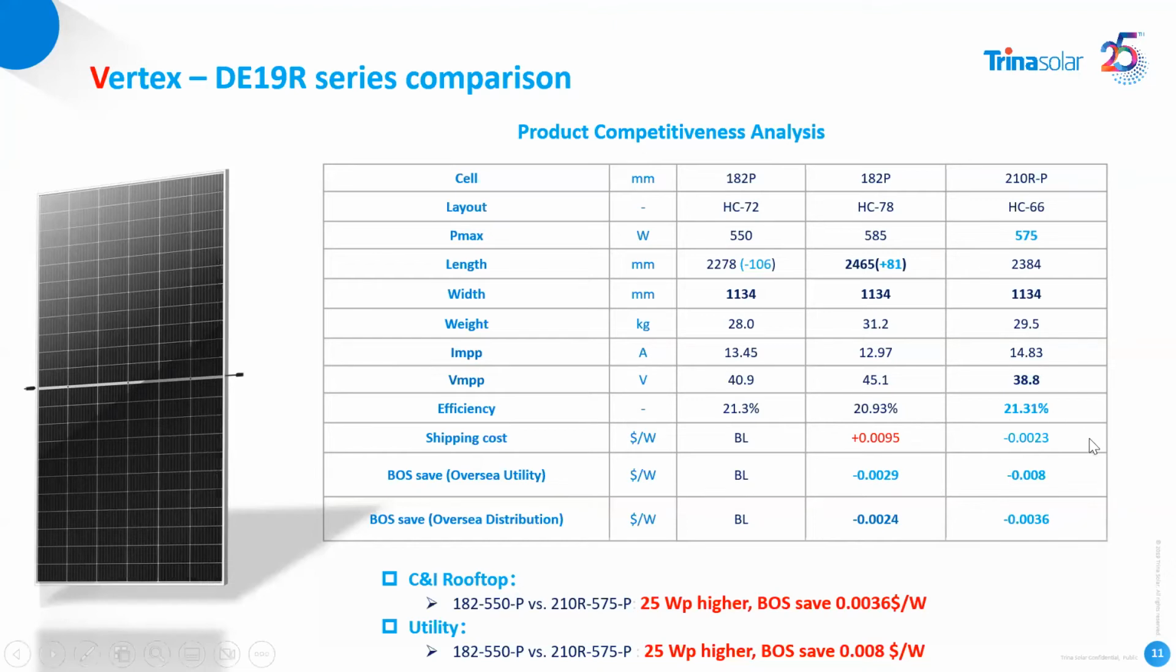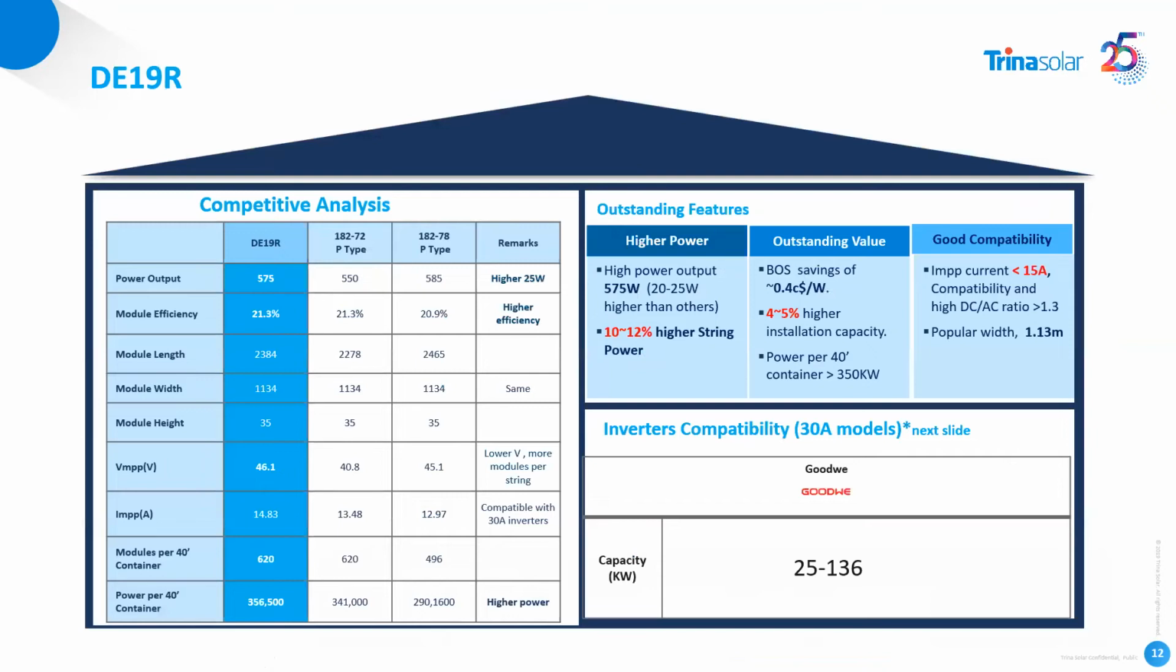We also have a better efficiency at 21.31%, and we do believe that this DE19R, or 575 to 580 watt, will give you a 25-watt peak higher. It will have a BOS savings of $0.0036 per watt. So I think it is a big number if you're talking about a big installation.